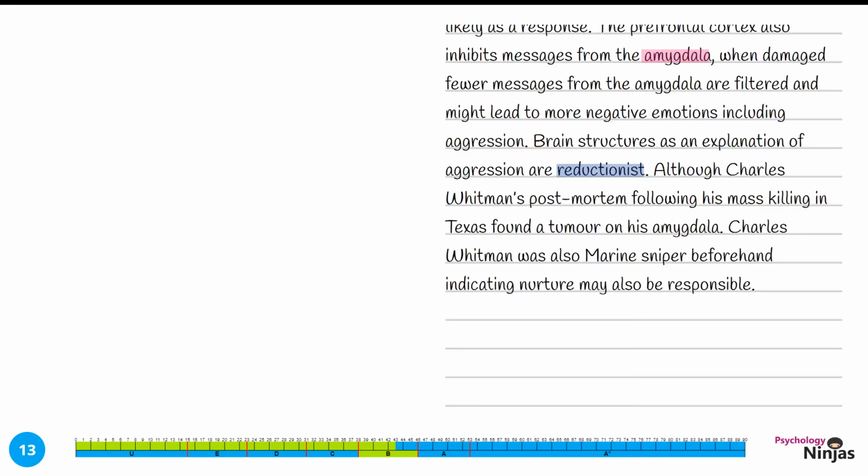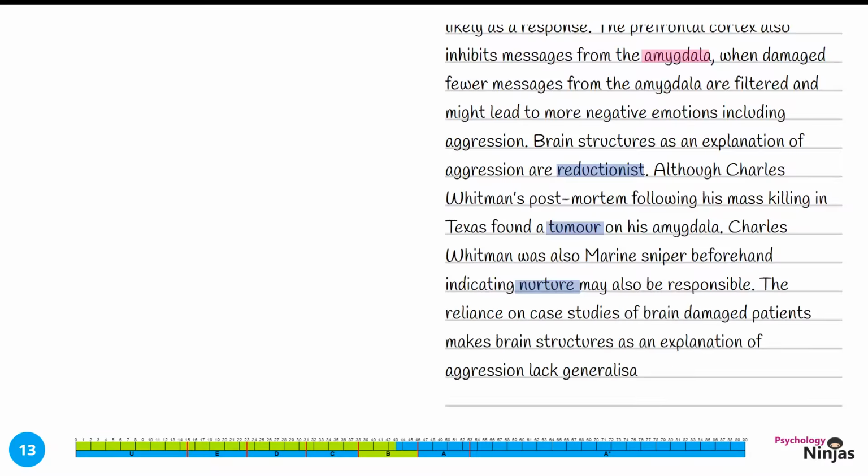We've clearly given two different sides of an argument, showing that there is brain structure and nature ideas here, with tumours growing and affecting brain structure, and also nurture in terms of the responses that Charles Whitman was doing beforehand, before this tumour was available and before he committed this act of killing. And let's come to a final judgment to complete this paragraph. The reliance on case studies of brain damaged patients makes brain structures as an explanation of aggression lack generalisability.